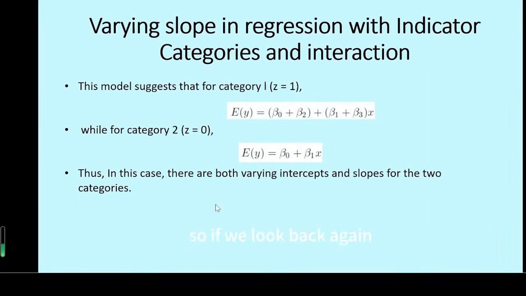So if we look back again, for categorical c equals 1, the model becomes this expression. And for c equals 0 it will be the simple expression. Which means we have both parameters significant, so these two models will have different intercepts and slopes. So they are both varying intercepts and slopes for the two categories in the model.